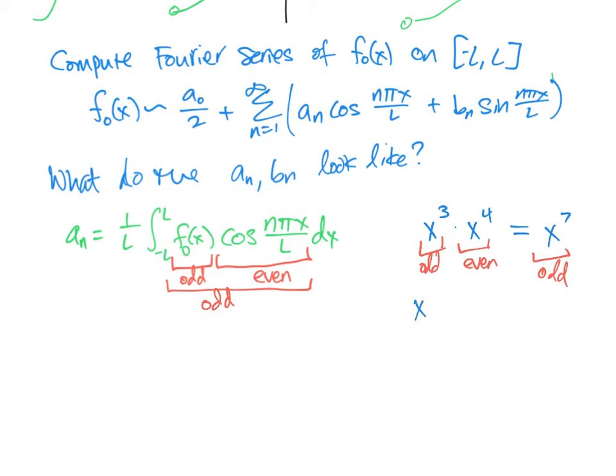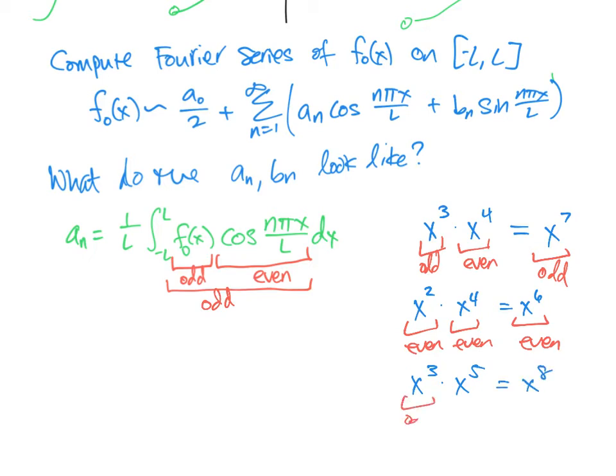Whereas if we have, let's say, an even function and an even function, x squared times x to the 4th is x to the 6th. So we get odd, oh, sorry, that's not odd, that's even. Even times even is even. And x cubed times x to the 5th is x to the 8th, and we get odd times odd is even. So that's sort of the trick for remembering what happens there.